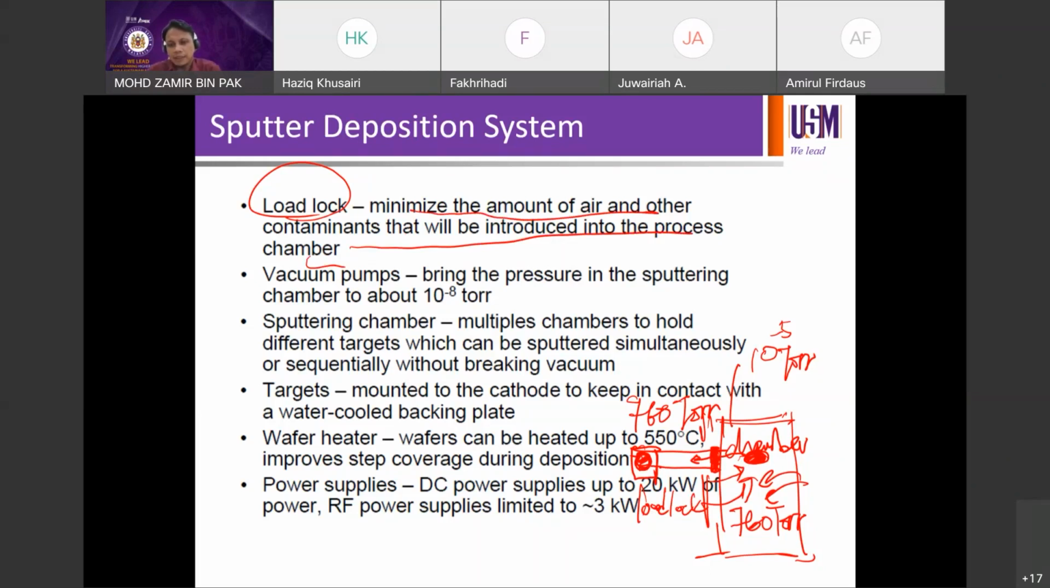But in our lab, there is no load lock, right? So you have to open the chamber, put the sample in, take the sample out, close the chamber. So every time you do that, you are actually exposing the chamber to outside particles, contamination, moisture, and whatnot, right? So the best way is to have load locks. Then a vacuum pump will bring the pressure down to 10-whatever, according to what you need.